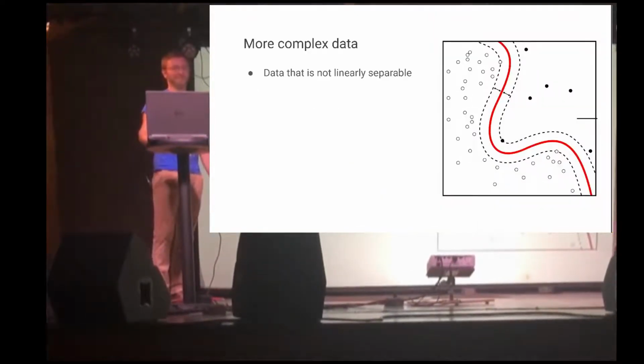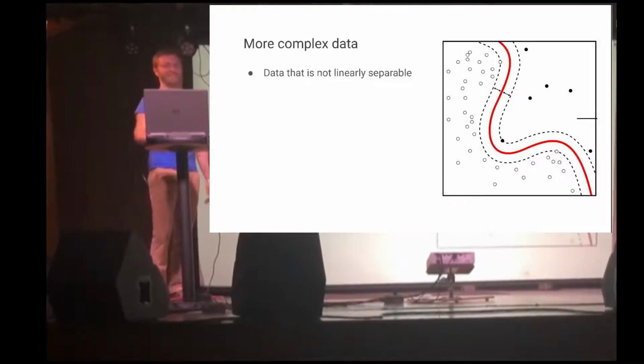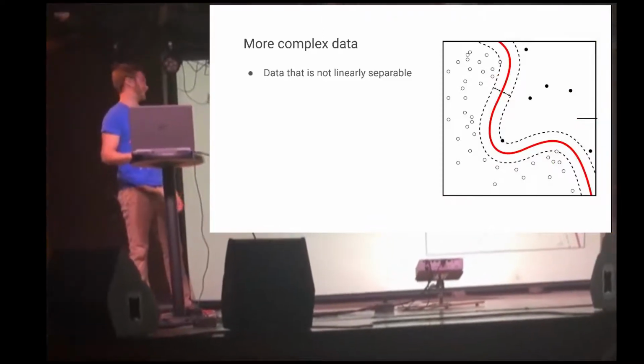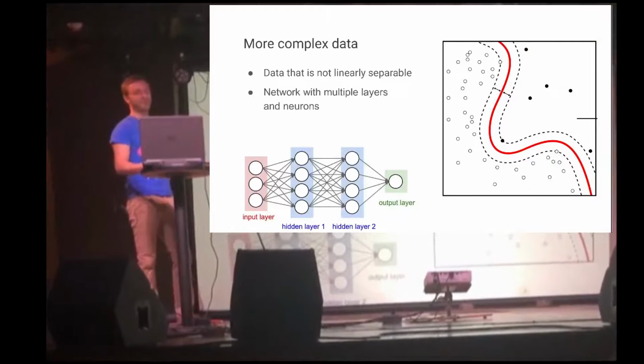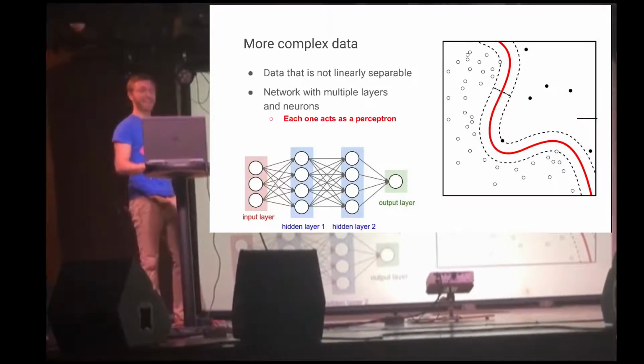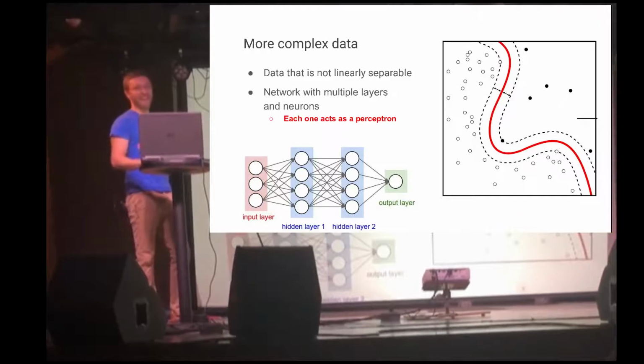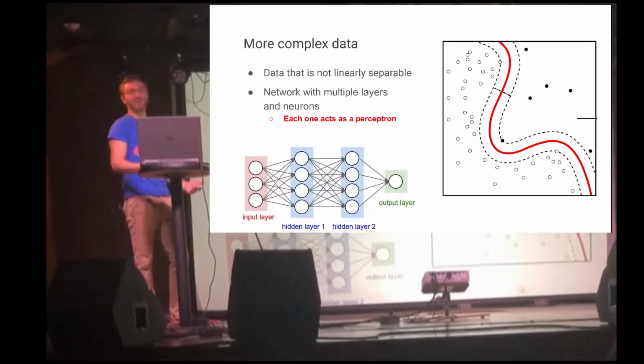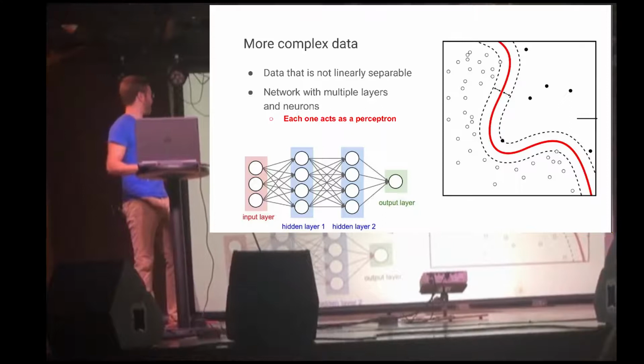So when you have more complex data that you can't separate with a simple line, you can still use artificial neural networks. Just now you have to use a whole network where they're all connected together. But the thing that's cool is every single one acts as a perceptron. So now that you all know how that works, you also know how these work.